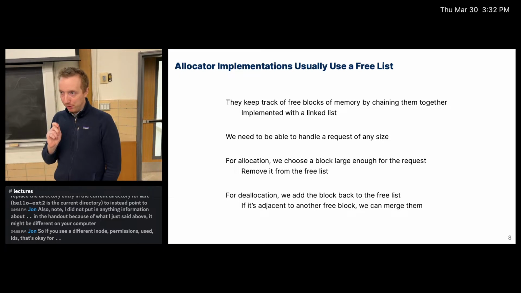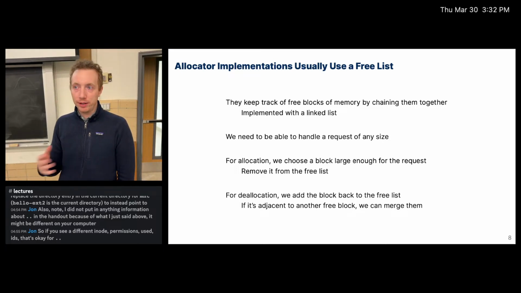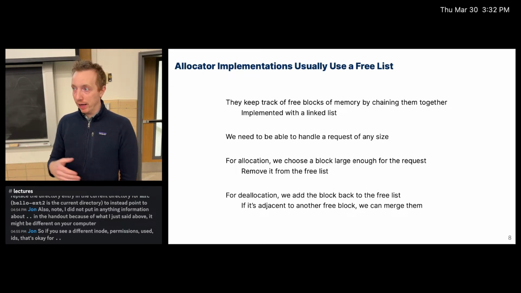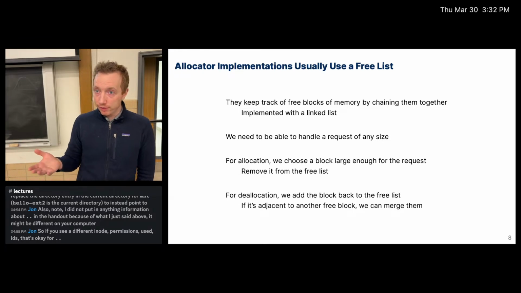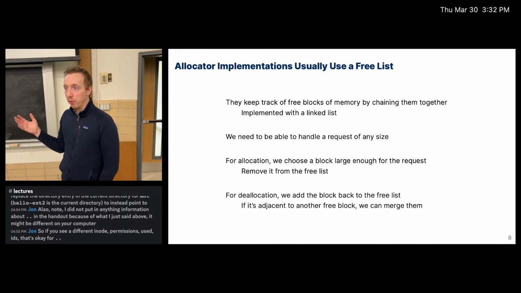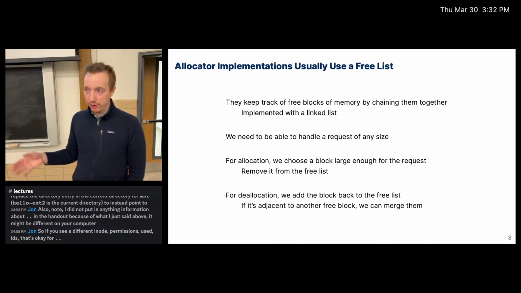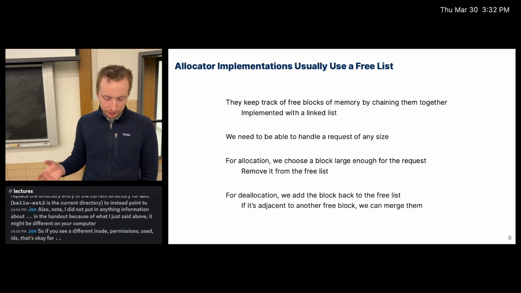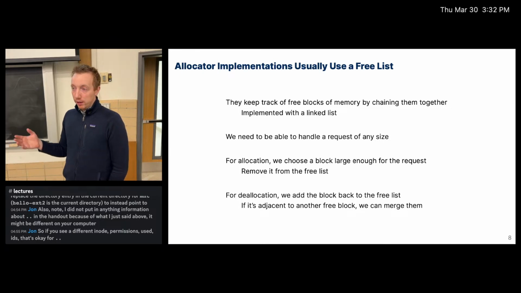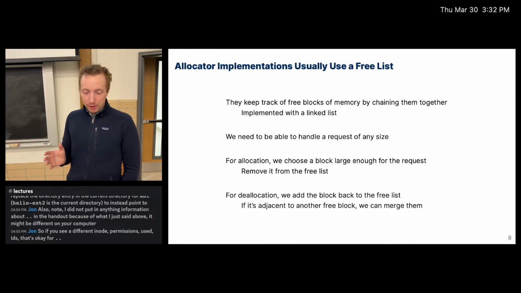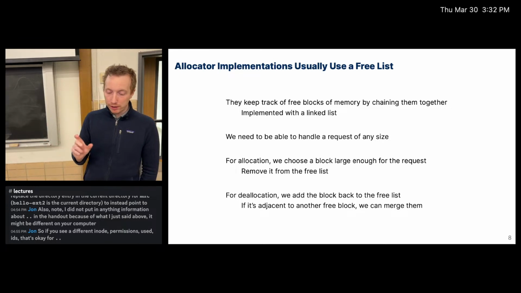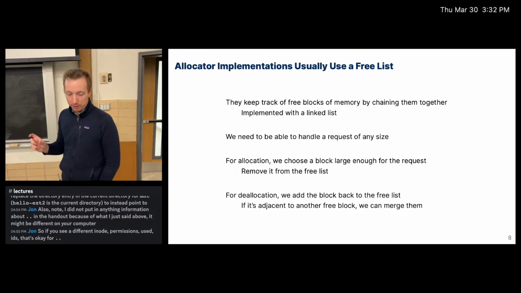So allocator implementations usually use a free list. We talked about a free list of pages. Well, that wasn't that general because pages are all the same size. This is the more general one, where we actually keep track of different sized memory allocations. A general allocator will probably also have a free list, and it keeps track of free blocks of memory by essentially chaining them together.